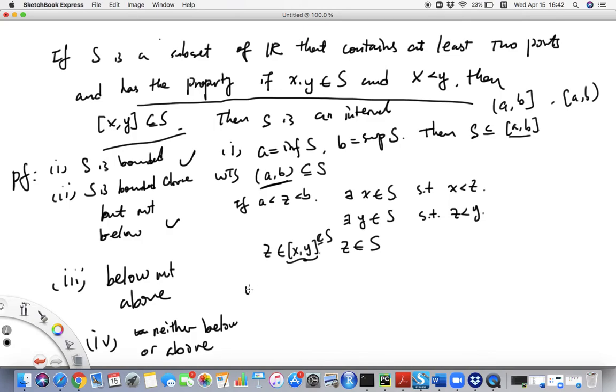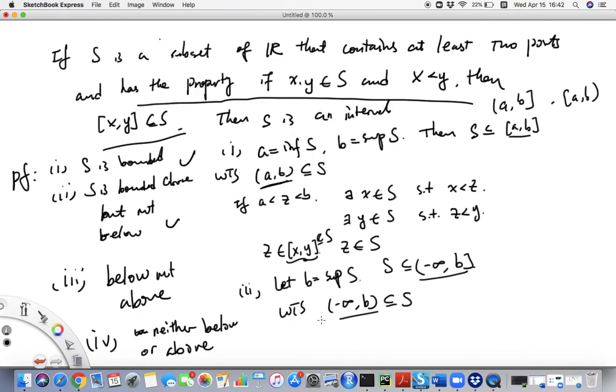Okay, now for case 2, we can let B be the supremum of S. Then we know S is a subset of that, and we want to show minus infinity to B is a subset of S. Then either S is equal to this or S is equal to that, right? In either case, as an interval.